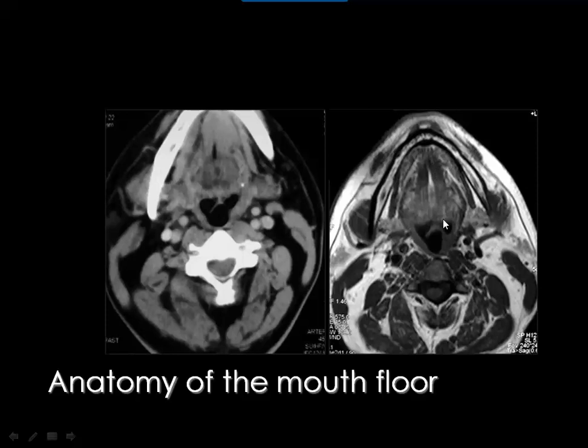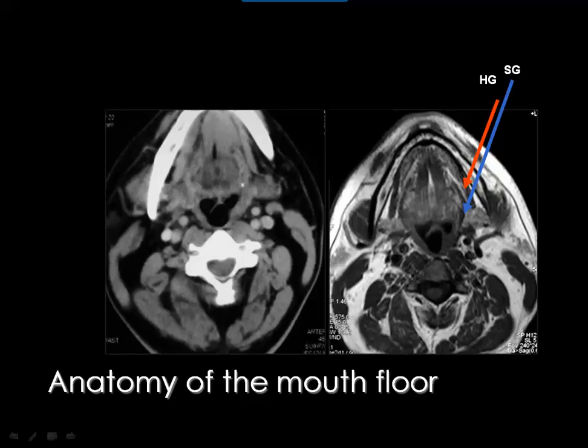This is GG, the genioglossus muscle, and this is the mylohyoid or MH muscle. Then you have two small muscles here between the GG and the MH muscle. The posterior one is the styloglossus muscle, which is the muscle between the tongue and the styloid process, and the anterior one is the hyoglossus muscle, which is a muscle between the hyoid bone and the tongue.